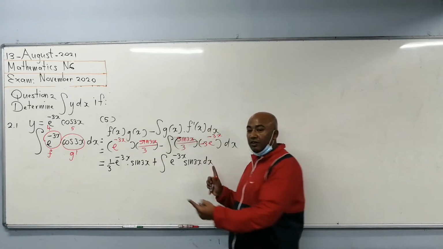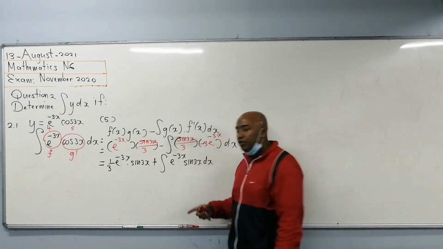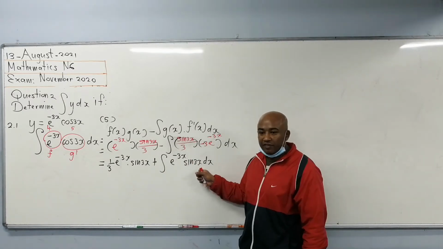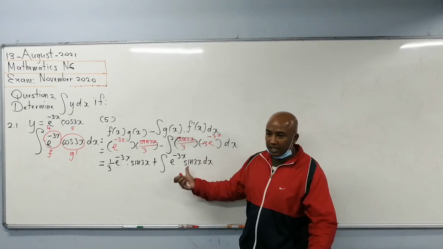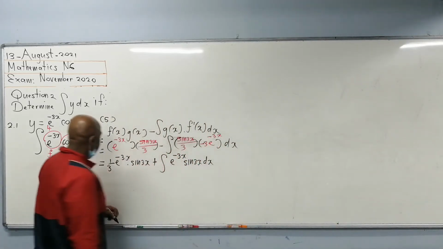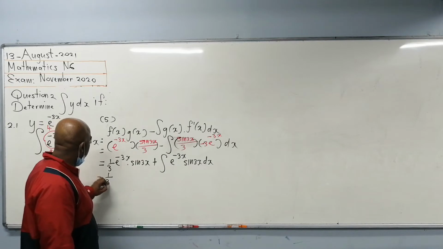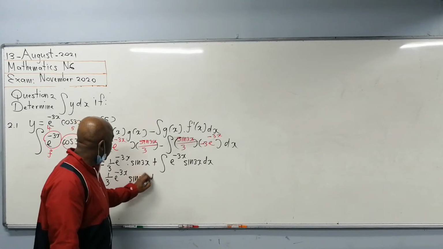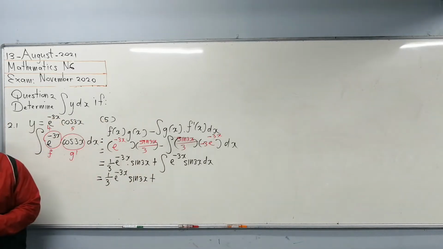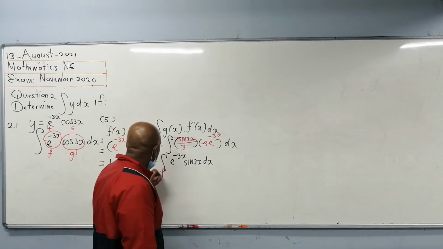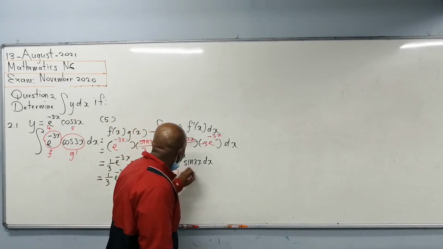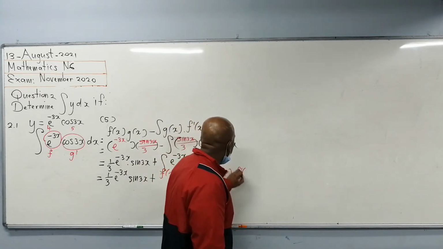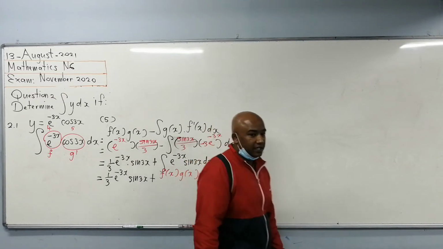Now the focus is on the integration. You treat this as a new problem. Okay, so it's exponential times trig function again. So it's integration by parts again. Right, so this is going to be 1 over 3 e to the power minus 3x times sine 3x plus. We're using the formula for the second time. So this will be f of x, g of x minus the integral of g of x times f prime x dx.